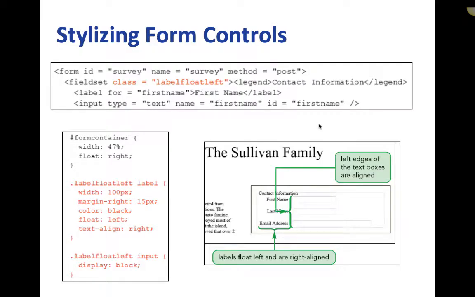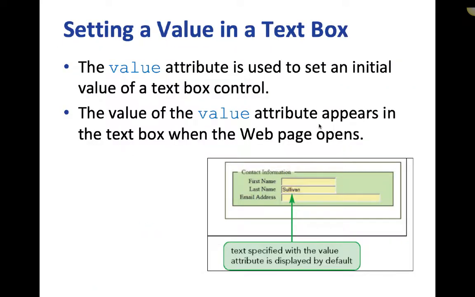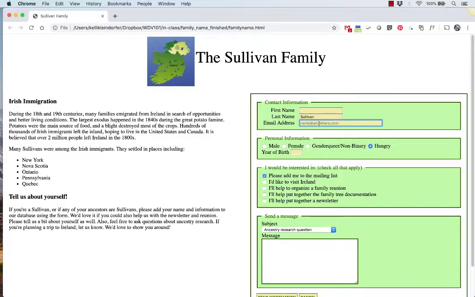A little bit more information on using that field set class of the label float left to adjust the edges of the text boxes so that they're aligned. This code would go inside of our formstyle.css so that it would apply to all the classes that use the label float left class. So the value attribute is used to set an initial value of the text box. Notice that that is different from the placeholder. So if we look at the form, you can see that Sullivan is typed in here, and whenever I begin typing inside of this box, it will just append it to the end. Whereas with the placeholder attribute, it will start overwriting it. So those are the difference between the two.